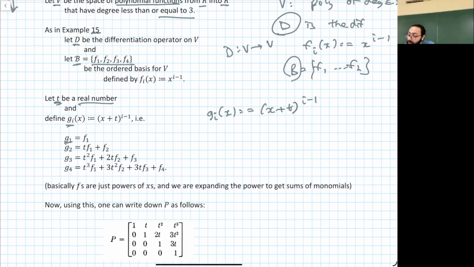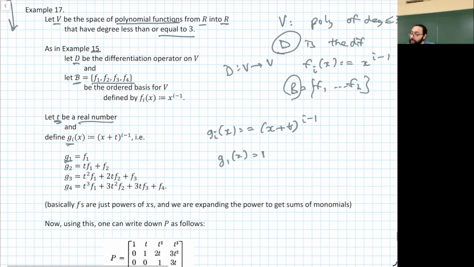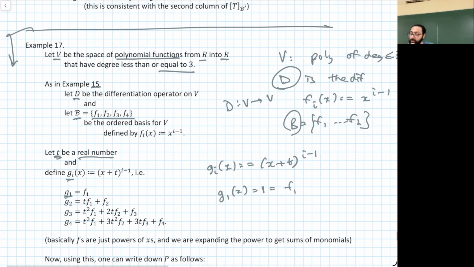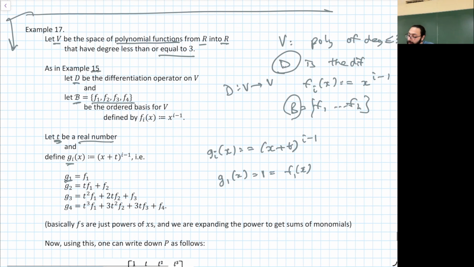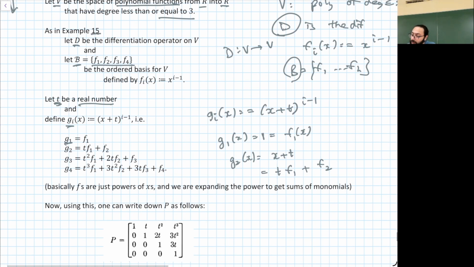Now one can check. So what would G1 be? G1 is 1, right? And in terms of Fs, this would be F1. There's nothing complicated here. How about G2? So G2 of X is X plus T, which is T times 1, which is F1 plus F2. Is this clear? It's very straightforward. I'm just doing substitution. So one can proceed like this, and one can write down the entire expression.